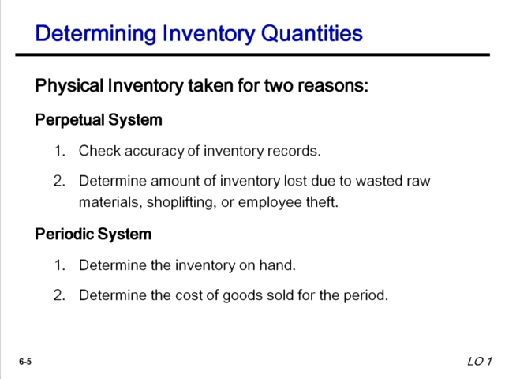For a periodic system, recall that we cannot determine the inventory amount unless it is physically counted. And as a result of that, we cannot determine cost of goods sold until we have a handle on ending inventory.